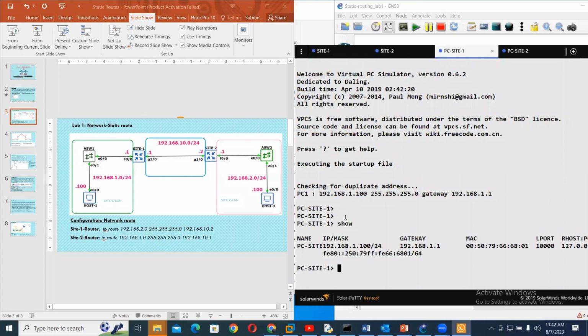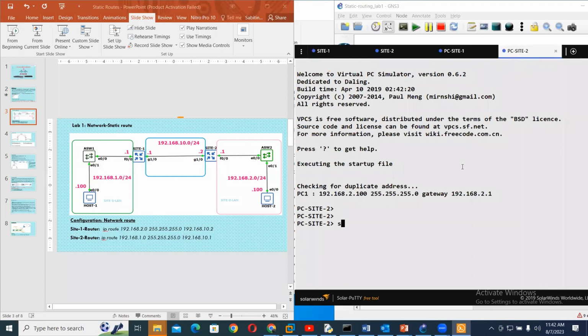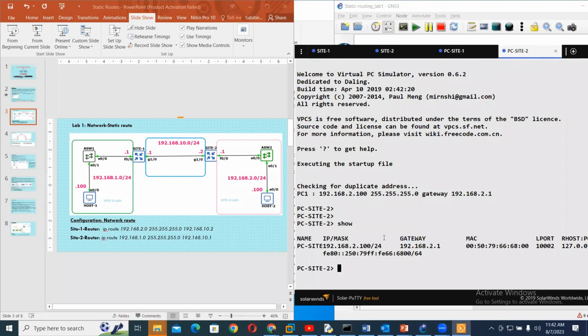Let me check my IP address. Yes, we have the IP address of 192.168.1.100, and this is our gateway. We have 192.168.2.100. Yeah, this is our gateway.